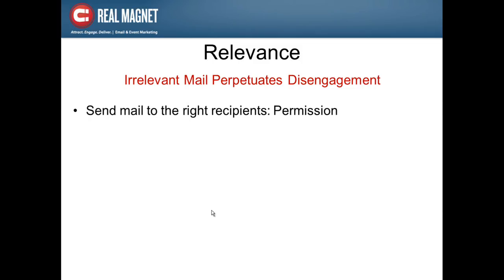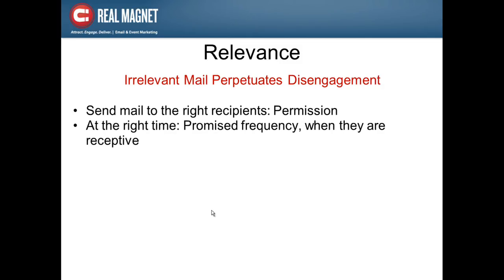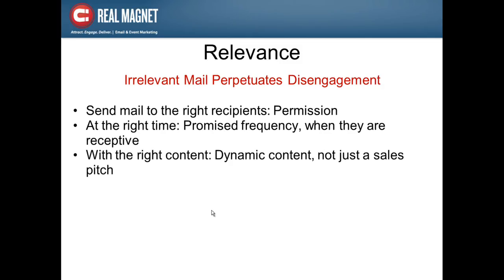So what are we talking about when we talk about sending relevant mail? Well, you want to send mail to the right recipients, permission, at the right time, at the promised frequency. In other words, when you first gather permission from your recipients, you want to give them an idea of how often you intend to send email, and then you want to meet that expectation. How often do you want to send? Well, you want to send it to them when they're receptive, and that's something you can test. We'll take a look at how to test things like that in just a few minutes.